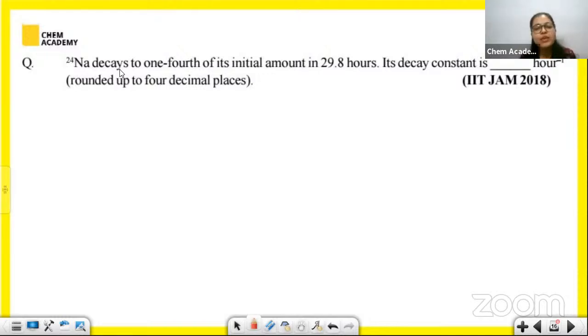Now Na24 decays to 1/4 of its initial amount in 29.8 hours. Its decay constant is. So what have we been given in the question? Na24 has a particular amount and it becomes 1/4 of what we had initially, in 29.8 hours. So we have to calculate the decay constant. Remember that we have to convert that decay constant in per hour.